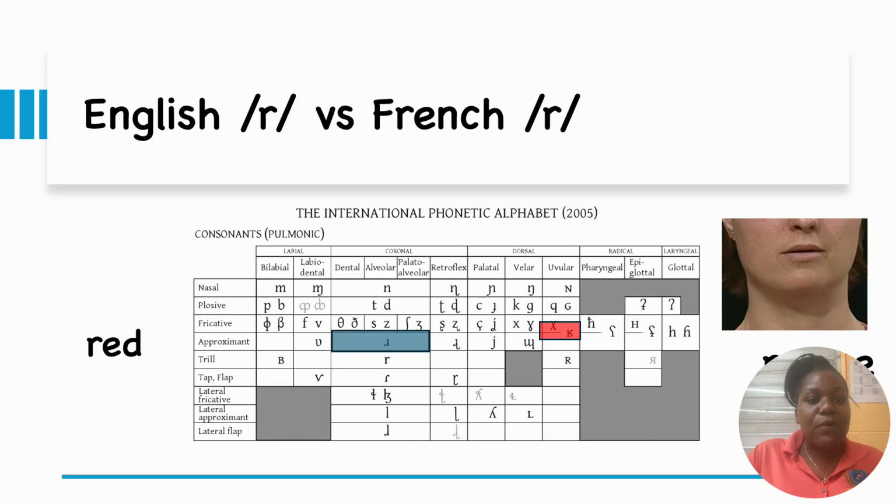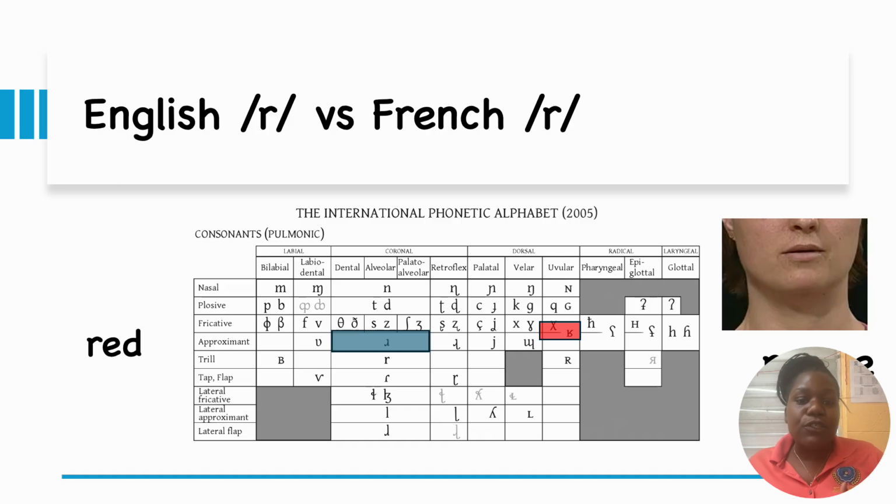Okay. Our second letter would be the letter R. The letter R in French and the letter R in English. In English, it's an alveolar approximant. Okay, it's highlighted in blue for you. And so in English, when we're pronouncing R, our tongues are slightly raised and curled, but they do not touch the roof of our mouth, okay? So my example would be red. When you're pronouncing red, your tongue is raised and it's slightly curled, red.